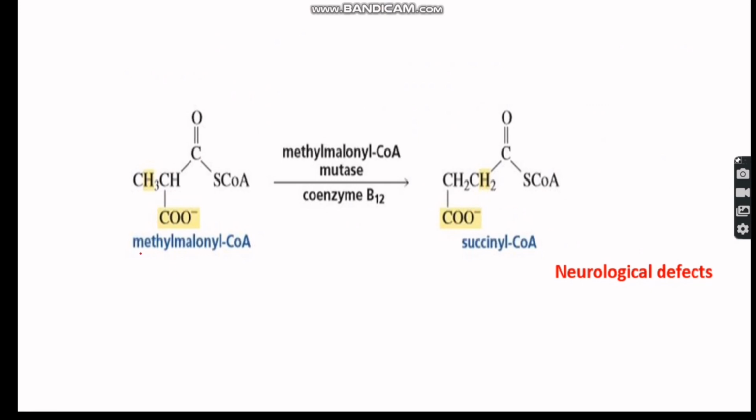So this is methylmalonyl-CoA and it is converted into succinyl-CoA with the help of enzyme methylmalonyl-CoA mutase, whereas vitamin B12 acts as a cofactor. So if vitamin B12 is deficient, the level of methylmalonyl-CoA increases, the level of succinyl-CoA decreases, which will ultimately lead to neurological defects.